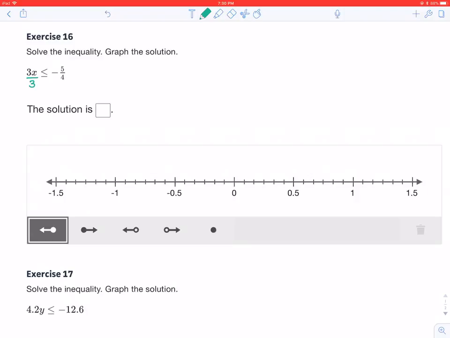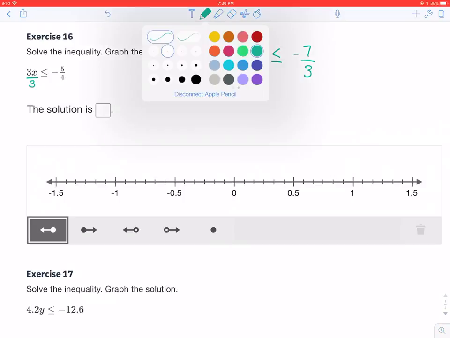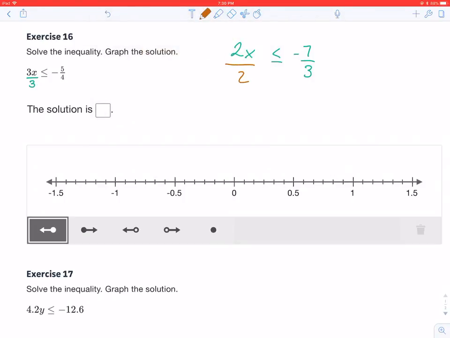Now, if I am going to do that to the left side, that means I need to do that to the right side as well. Well, in my example, I'll do the same thing. I'm going to use a different number. I'll do 7 over 3. And I'm going to divide both sides by 2 in my example. Just like I did over on the left side, I divided both sides by 3. Here I'm going to divide both sides by 2.